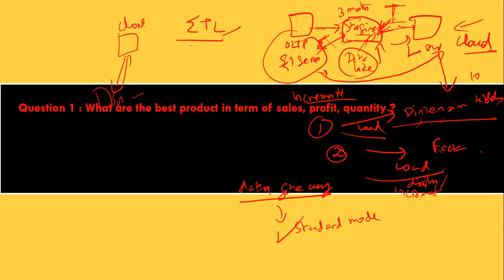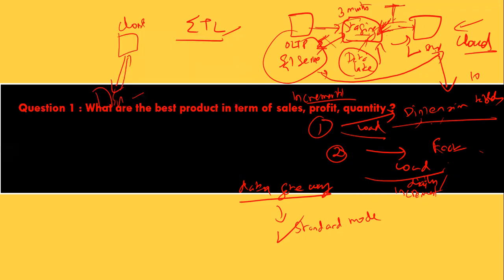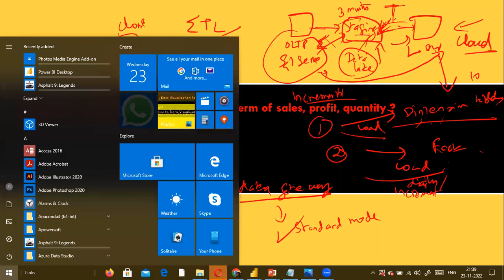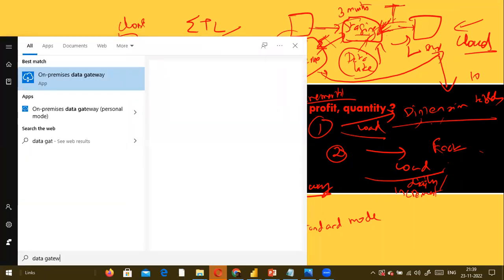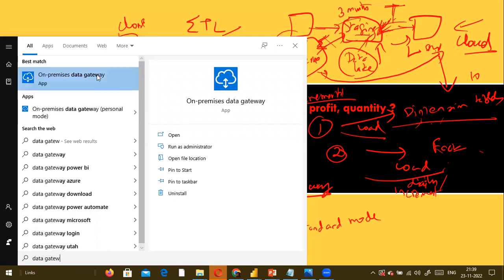And I'll show you on my laptop. Even if you create login credentials in the Power BI Cloud Service, make sure that you download the Power BI Data Gateway and install it on your local system. For example, here I just type Data Gateway. Look here, on-premises Data Gateway, personal mode, and this is my standard mode.